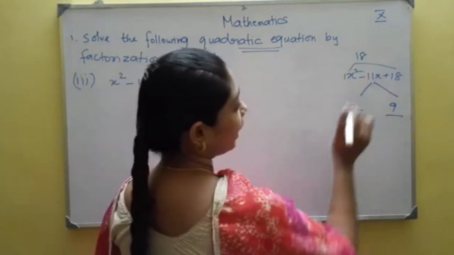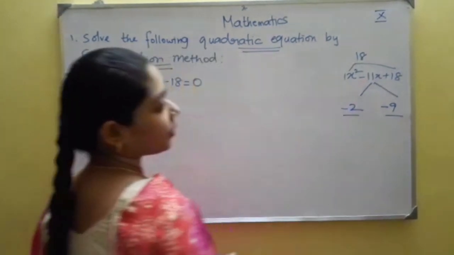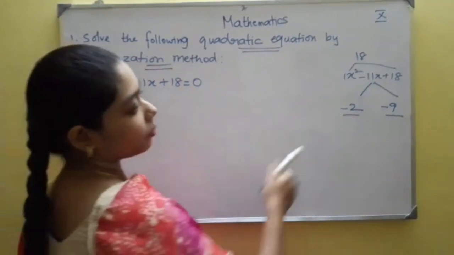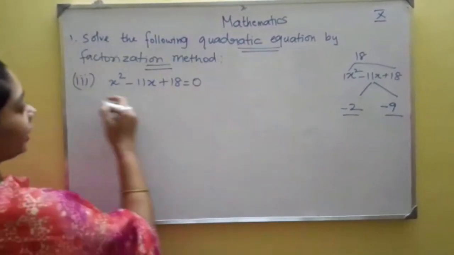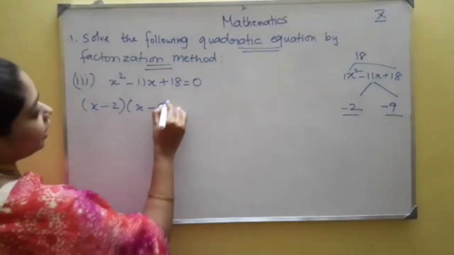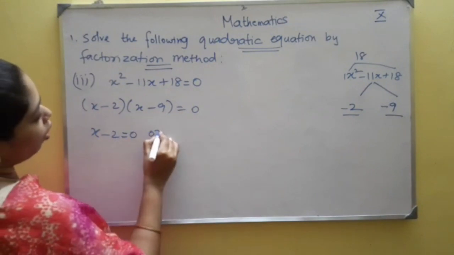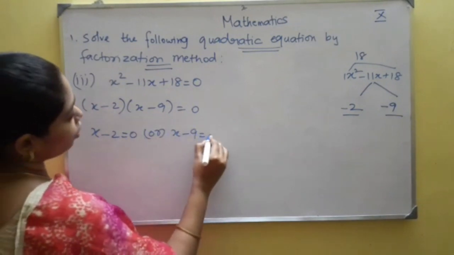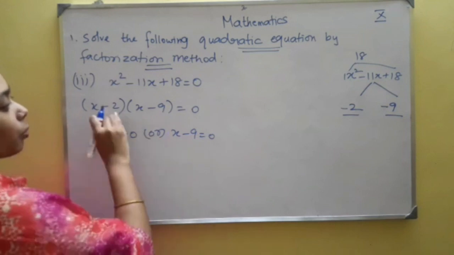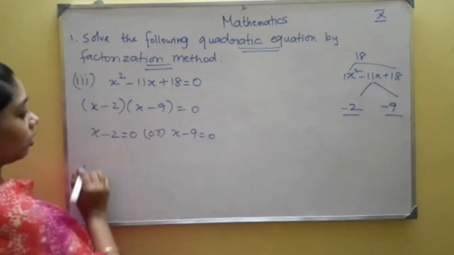2 9s are 18, no? 9 plus 2 gives you 11. So minus 2 minus 9 is minus 11. Multiplication of this gives you 18. How to express this? x minus 2, x minus 9 equal to 0. So x minus 2 equal to 0 or x minus 9 equal to 0. Why we are writing in this way: product of two numbers gives you 0 means either one must be 0 or both, right?